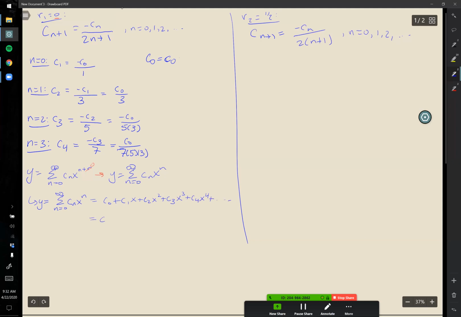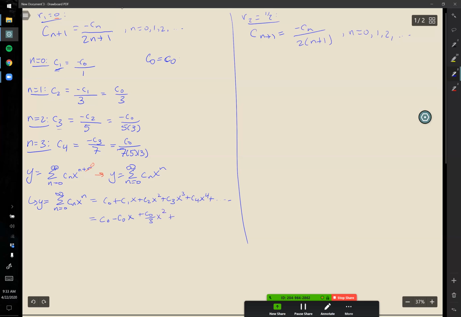We don't know c naught, so c naught is just c naught. But we figured out that c1 was right here, so c1 is just equal to negative c naught, so negative c naught x. C2 we figured out was positive c naught over 3 x squared.